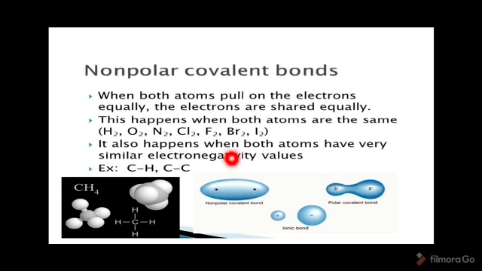It also happens when both atoms have very similar electronegativity values. That is, their affinity towards the electrons is similar. So the electronegativity values will be more or less the same, so they pull the electrons equally. Example, CH.